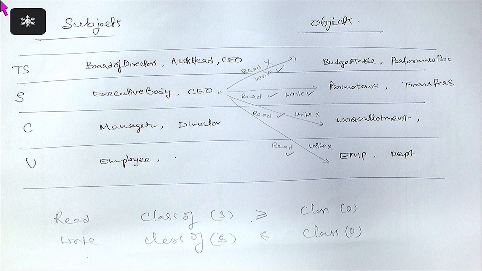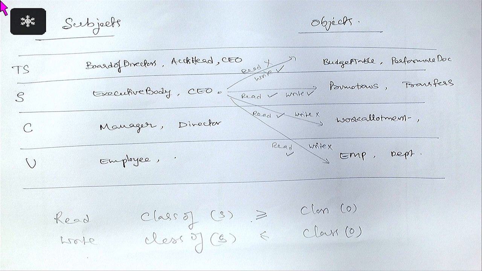And if he tries to read the data from budget table, he is not allowed because the class of executive body member user is less than the class of the budget table, hence he cannot read. And then if you look at the write operations, if the subject's class is less than or equal to the class of object, he is allowed to write. Hence, the executive body user can write something to budget table because his class is less than that of the budget table.